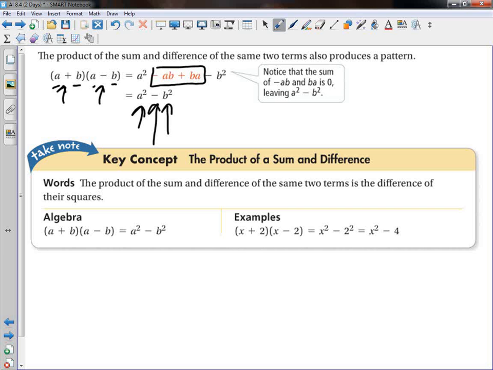Right? So here we have a couple examples down here. Let's look at this one here. We have x plus 2 times x minus 2. Well, what we get is first term squared, second term squared with a minus sign in between. And over here they just wrote it with that 2 squared as an actual number. So let's try a couple and then see how that works.